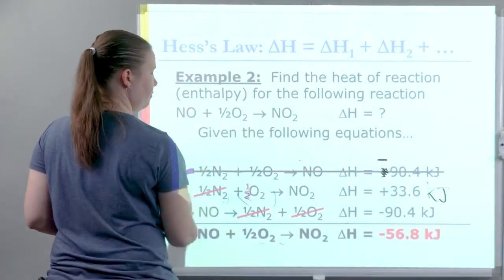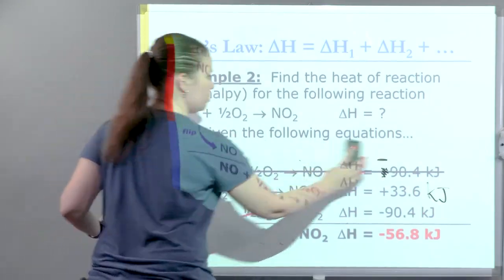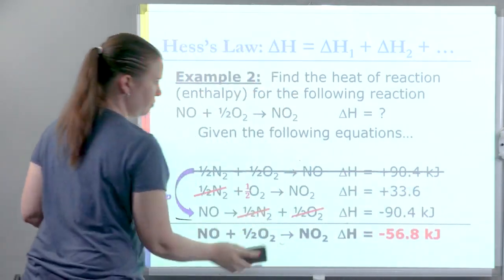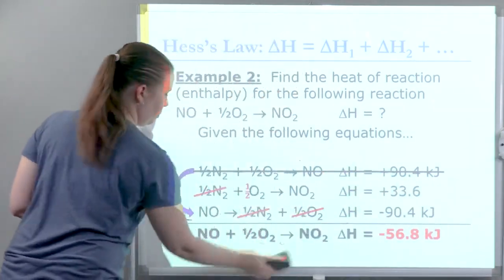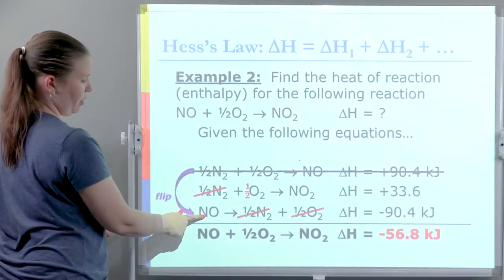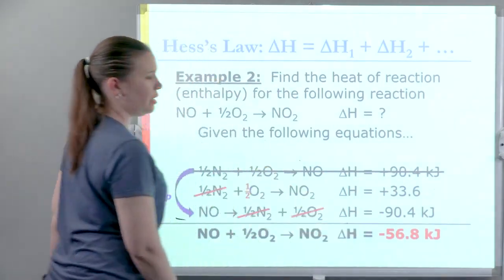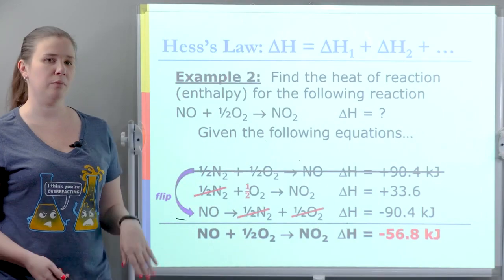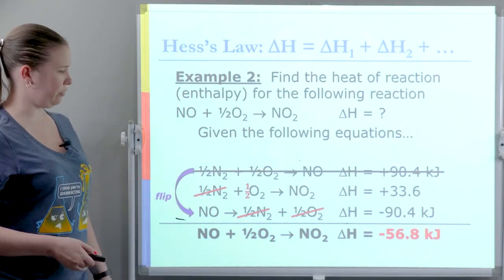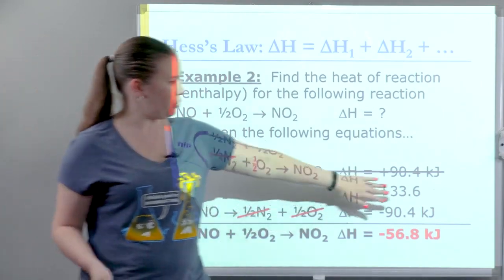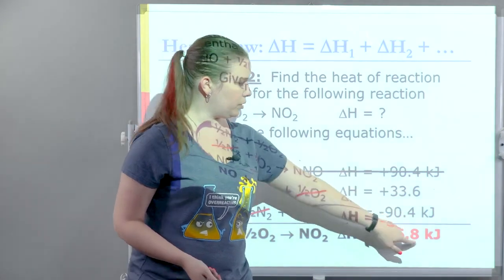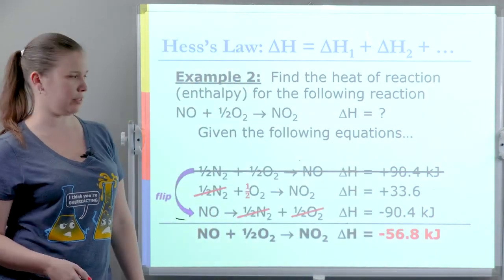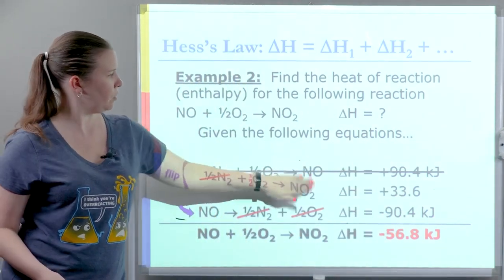A negative 56.8 kilojoules, showing that that flip of the NO equation is now going to be a negative 90, which when you combine with the positive 33, you get the negative 56. And we are adding, so we're going to keep the 1 decimal place, negative 56.8 kilojoules.